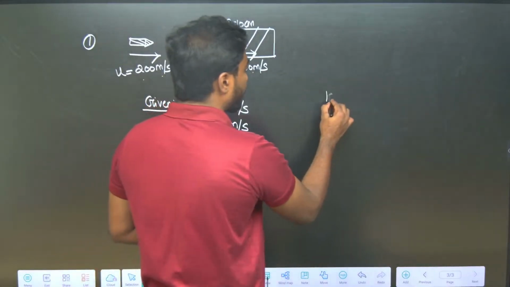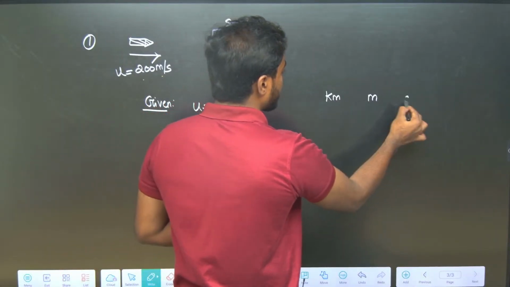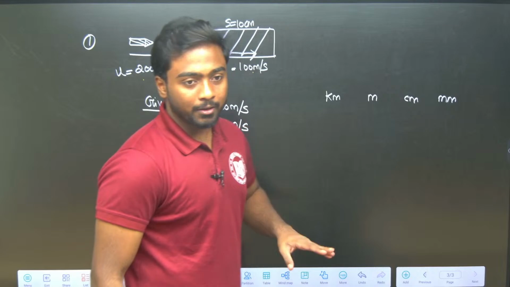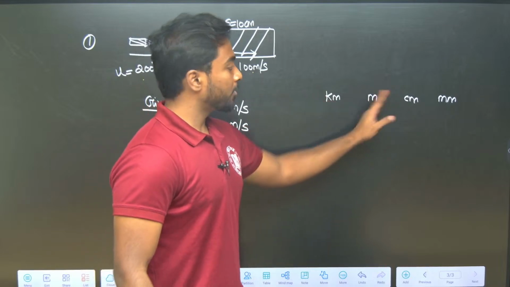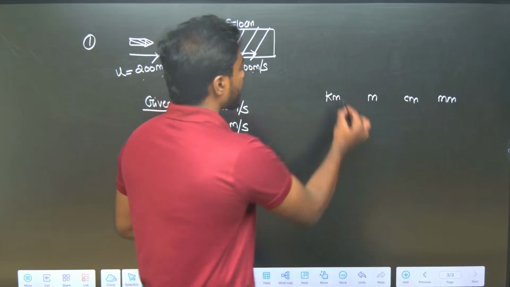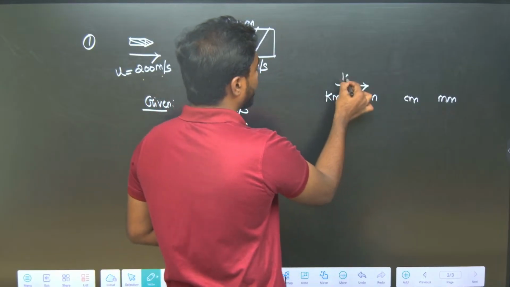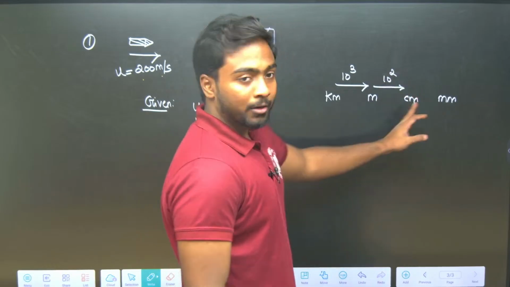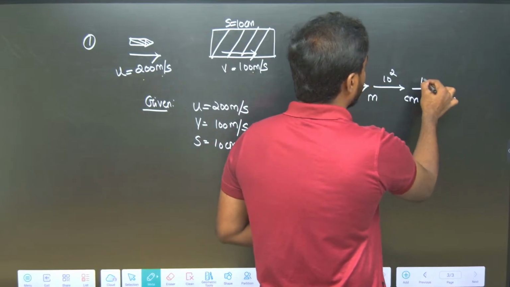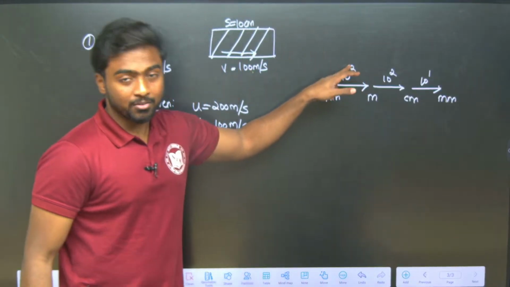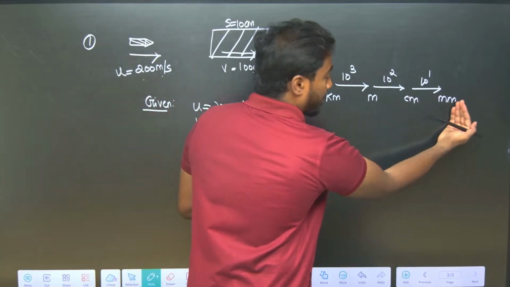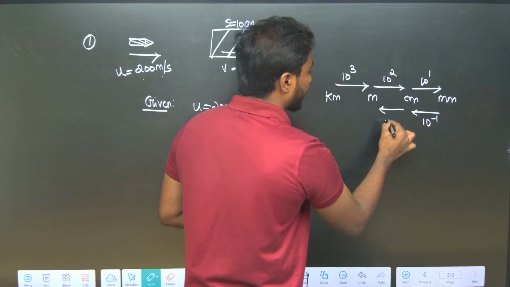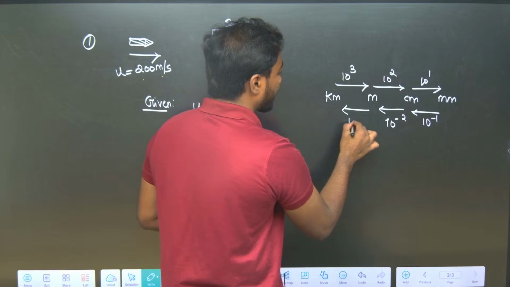Write kilometer, meter, centimeter, millimeter, okay. So, 3 gaps are there. From this to this, kilometer to meter, meter to centimeter, centimeter to millimeter. So, from here if I want to convert, it is 10 power 3, again meter to centimeter it is 10 power 2, again centimeter to millimeter it is 10 power 1, okay. So, it is power plus only, but when I am coming from this side to this side, it is 10 power minus 1, 10 power minus 2, and this is 10 power minus 3.